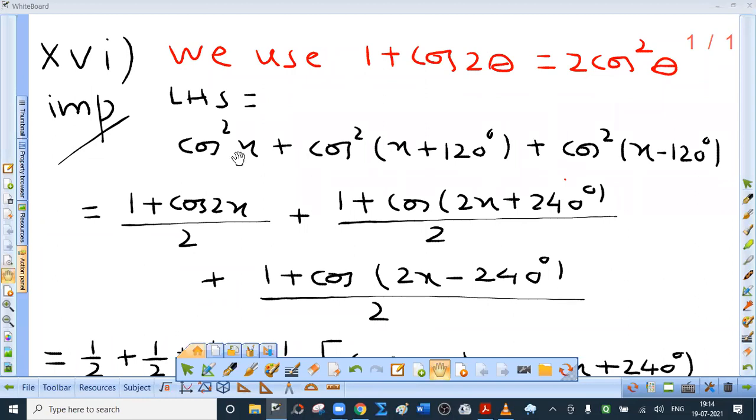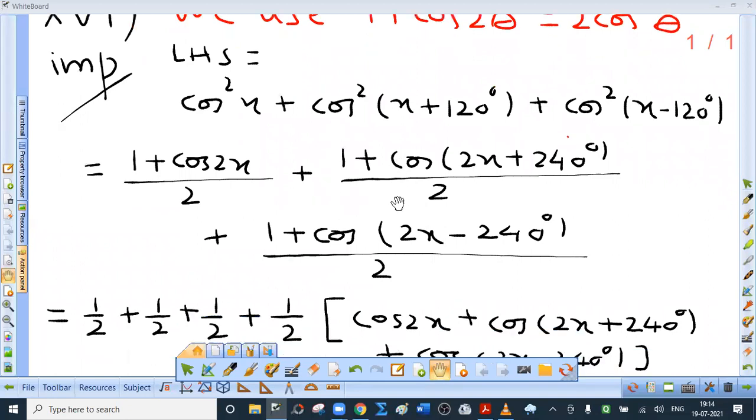So it will be cos square x, 1 plus cos 2x upon 2. What will be cos square x plus 120 degree? 1 plus cos of 2 times this angle, so 2x plus 240 degree, divided by 2. What will be cos square x minus 120 degree? 1 plus cos of 2 times the angle upon 2.